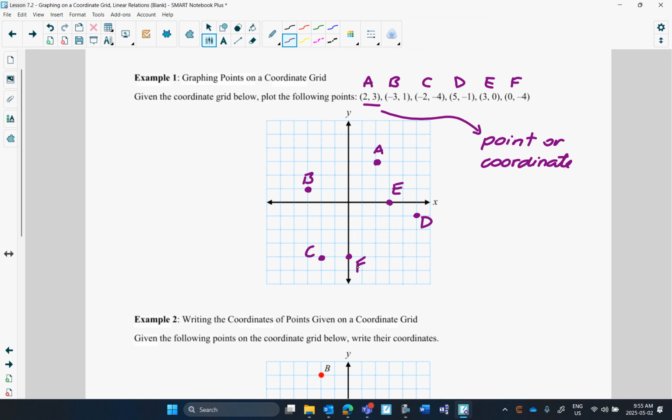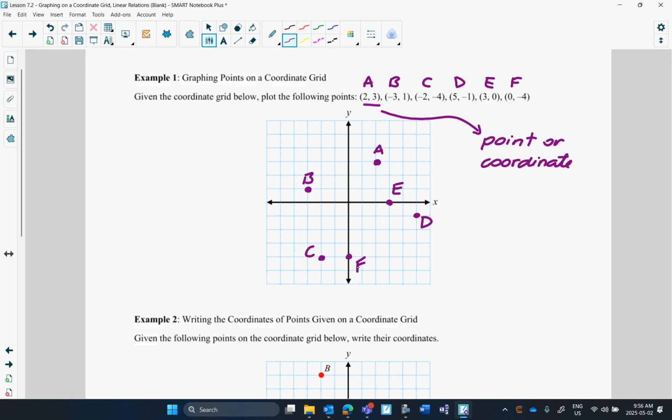See if you remember your quadrants. Which point is in quadrant 2? B. Because remember, this is 1, 2, 3, 4. What point is in quadrant 4? D. Okay. So that's one thing we can do. You're given the points or coordinates and you have to plot them or graph them.